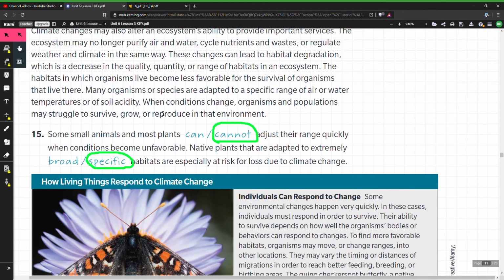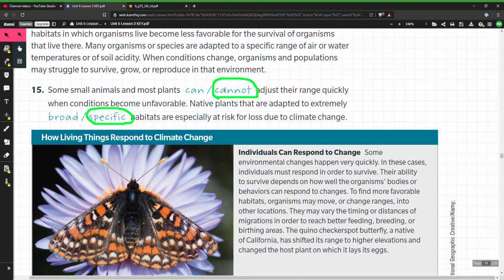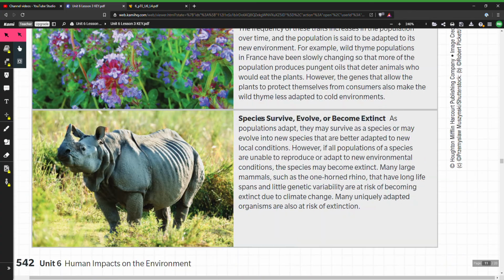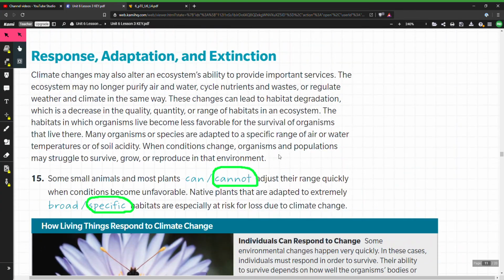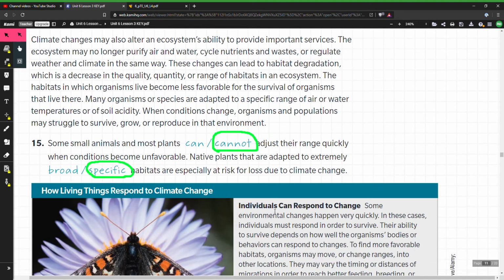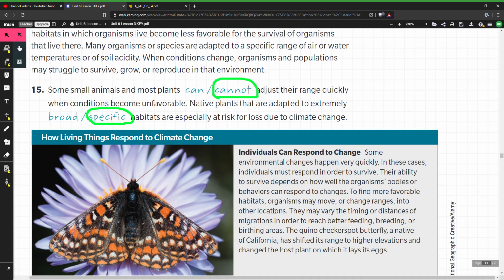Response, adaptation, and extinction. Some small animals and most plants cannot adjust their range quickly when conditions become unfavorable. Native plants that are adapted to extremely specific habitats are especially at risk due to climate change. Essentially, this is talking about how if you are a plant or an animal with really specific adaptations, climate change affects those organisms more, because it takes organisms a very long time to adapt to changes, particularly if they have to do it through reproduction, because that's a slow process.